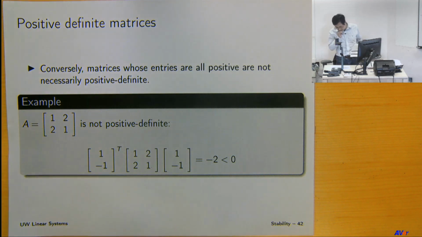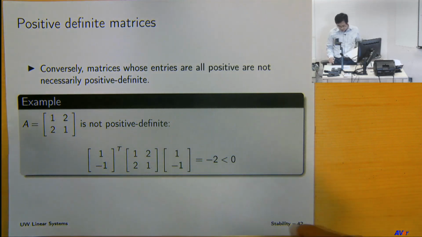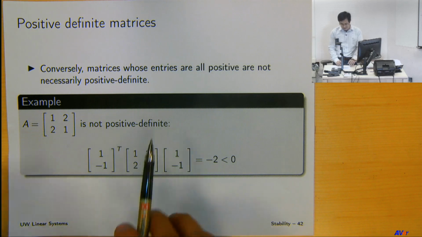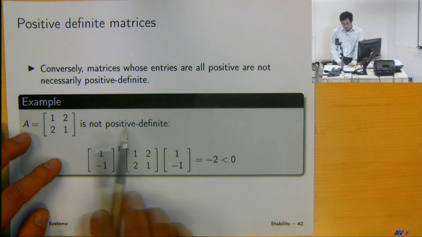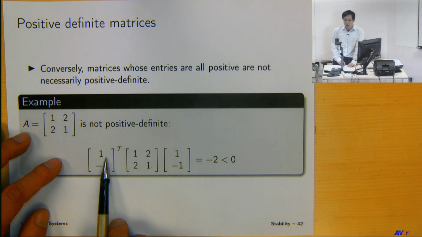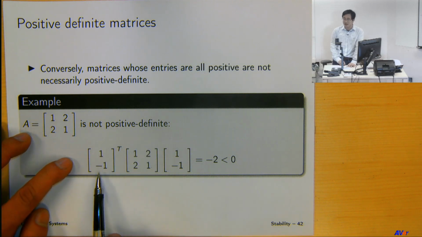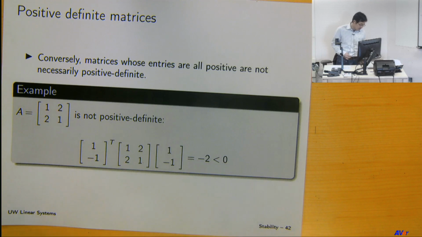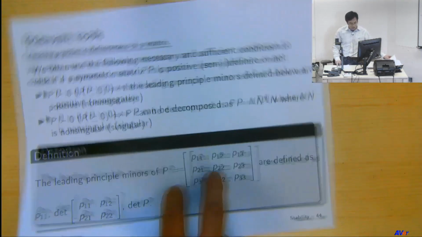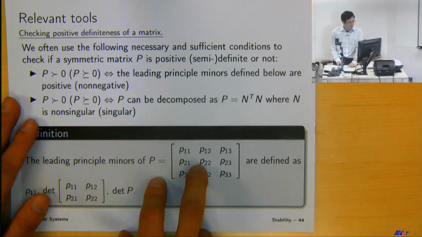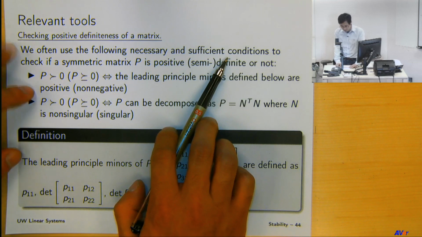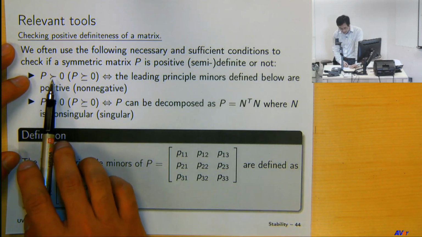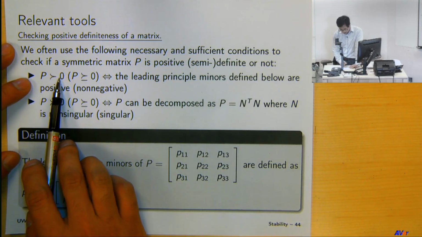Okay, so this is just one checking point, right? Usually we don't do that. If you want to check whether a matrix is positive definite or not, we don't try all combinations of the vector x here. Instead, we use a tool to check these entries. We use the tool that relates to the determinant of a matrix. This is a necessary and sufficient condition to check.